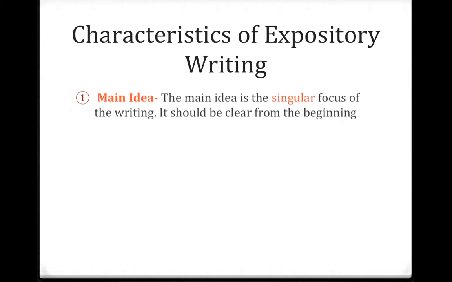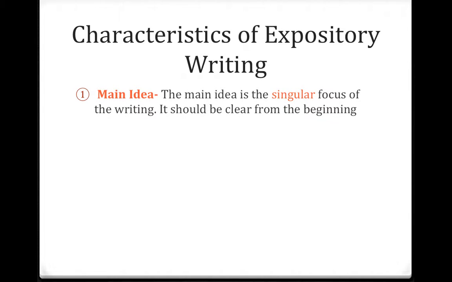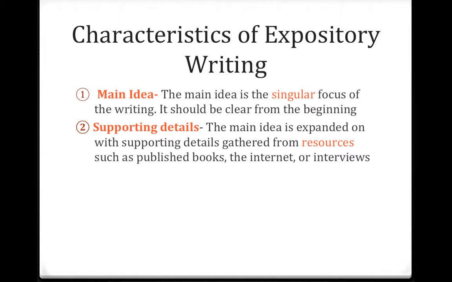Here are some of the characteristics of writing an expository essay. There's always a main idea, and the main idea is the singular focus of the writing. It should be clear from the beginning. It is the central focus of the writing. There's always supporting details, so there's some sort of evidence, and we're going to get our details from different resources that we've already looked at. But when you are looking at expository writing, resources can be books or internet or interviews or important events in the past and different things like that.